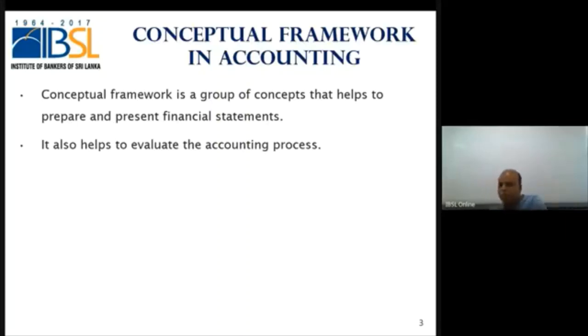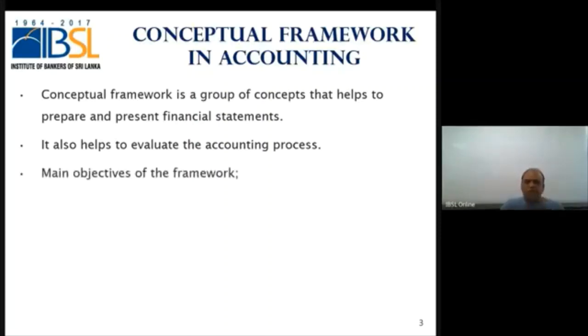So what do you mean by accounting process? The accounting process is how you start recording your transactions and up to the point how you publish your financial information. So there are a lot of activities that are involved between the point you identify a transaction and producing the financial information. That is known as the accounting process.